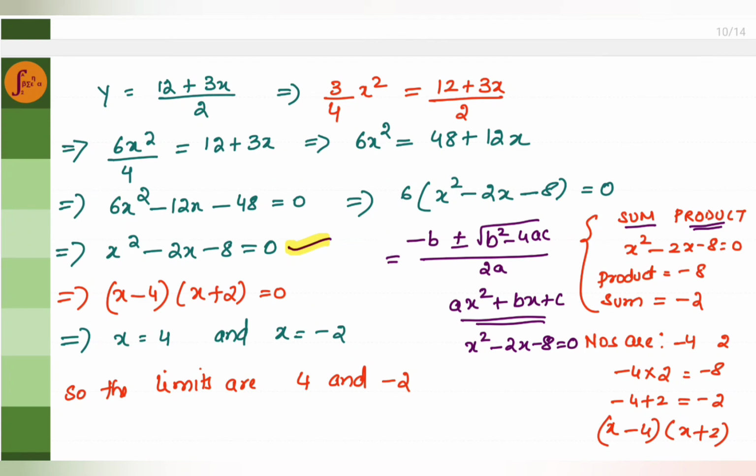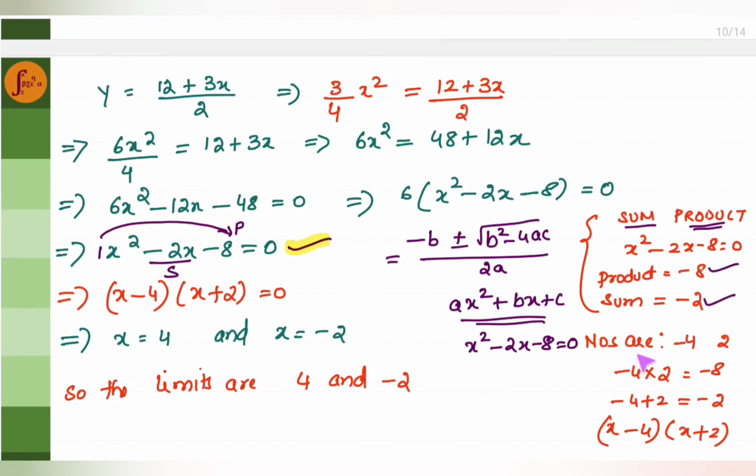This is one method. The other method is sum product method. So product is minus 8. Product is multiply 8 with the coefficient of x square, which is 1. So minus 8 into 1 is minus 8 and sum is minus 2. This is sum, this is product. Sum is minus 2. Don't ignore the signs. Always remember to put the signs. So product is minus 8 and sum is minus 2.